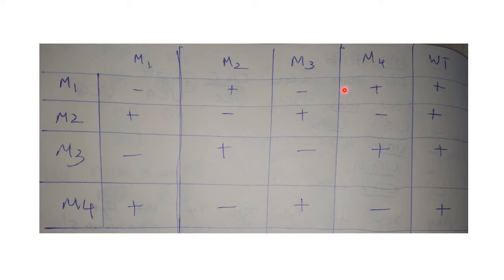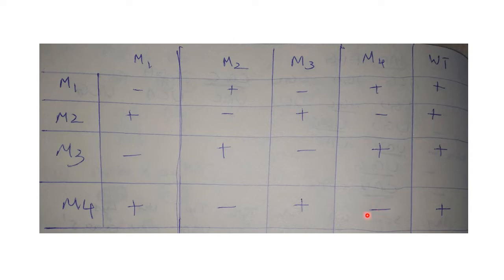Then M2 and M4 are likely to display the same phenotypic defect. See, here also they both are same. That is plus here, minus, minus, plus, plus, minus, minus. So there are chances that M2 and M4 mutations will show the same phenotype.